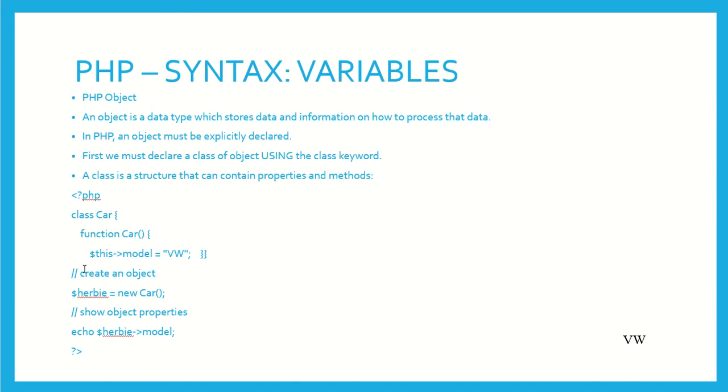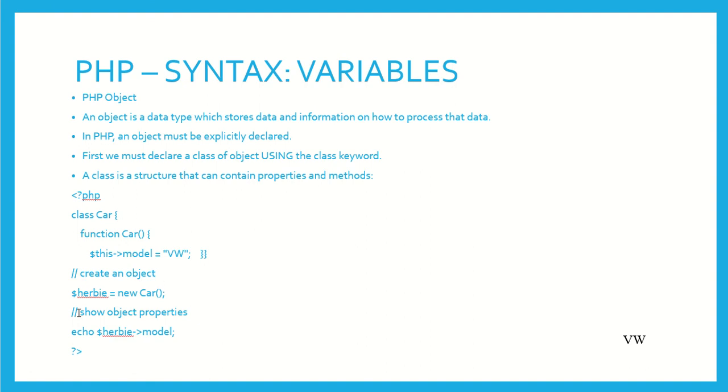And what is it doing? It is saying that the model of this car is VW. So it is assigning $this. This stands for the variable which called that method or function. $this always refers to the current object which invoked that method. So here it will be referring to the current variable which actually invoked that method.